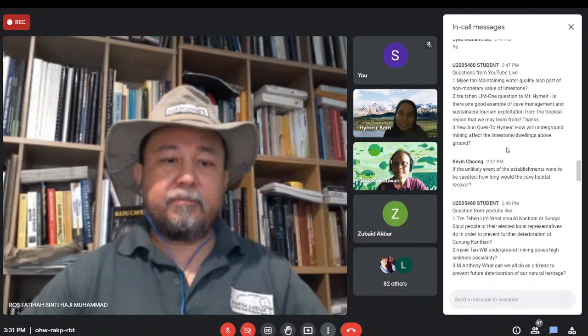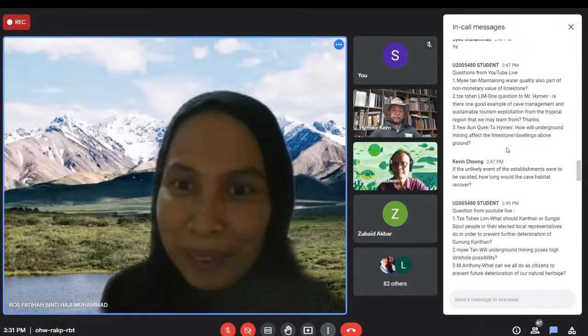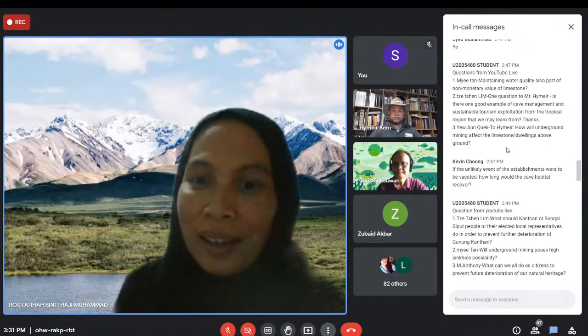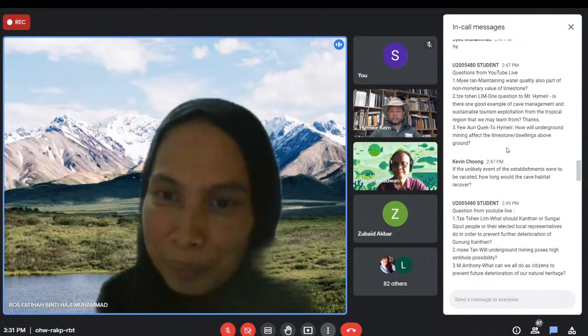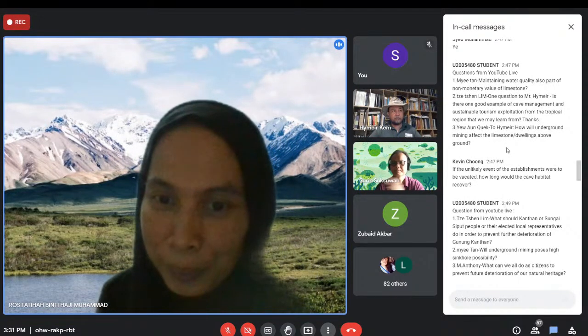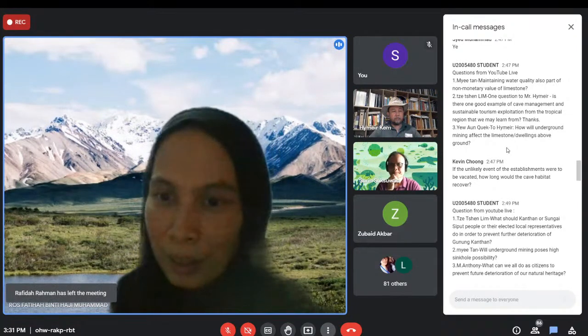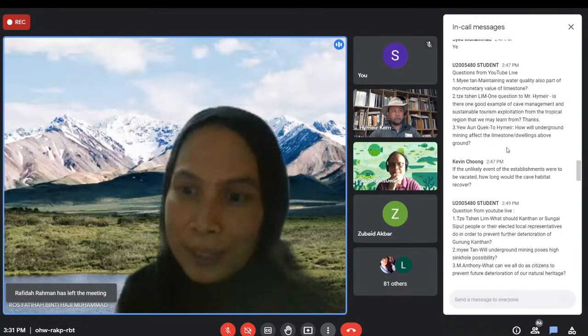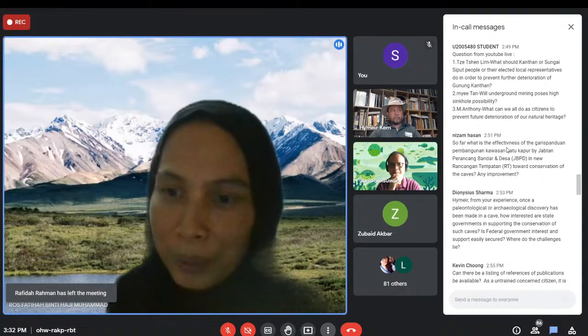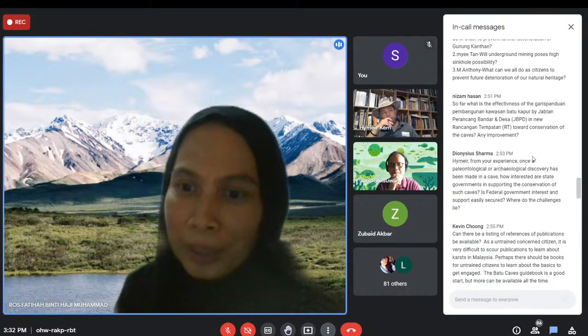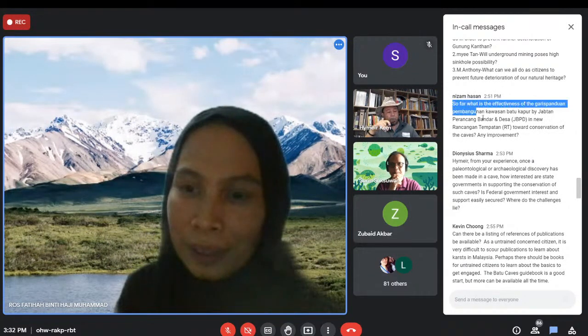Okay. All right. So I hope it answers the question. So I think the next one maybe goes to Surin, from Nizam Hassan. So far, what is the effectiveness of the Garis Panduan Pembangunan Kawasan Batu Kapur by Jabatan Perancang Bandar dan Desa in new rancangan tempatan towards conservation of the caves?